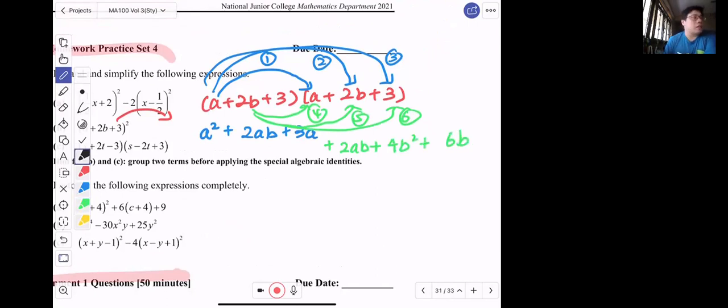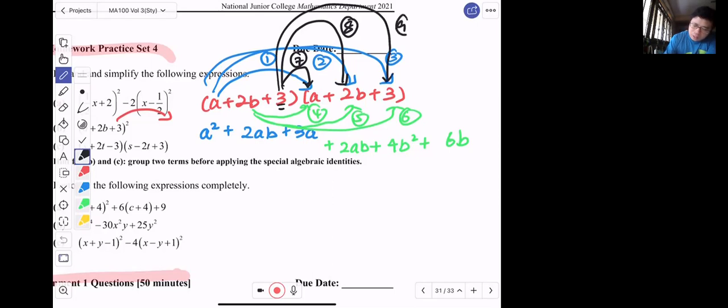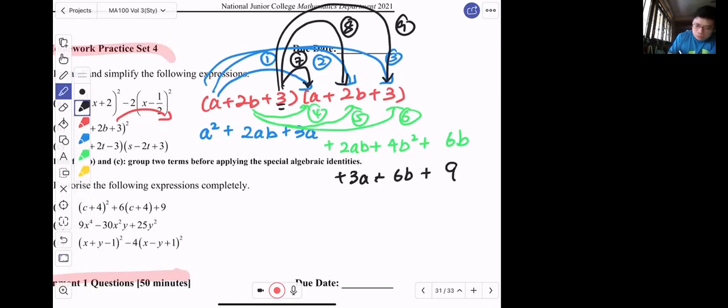You see whether you can handle this? Okay, now left with the third term, arrow 7, arrow 8, arrow 9. Arrow 7 will give me 3a. Arrow 8 will give me 6b. Arrow 9 will give me 9. So then you merge 1, 2, 3, 4, 5, 6, 7, 8, 9.